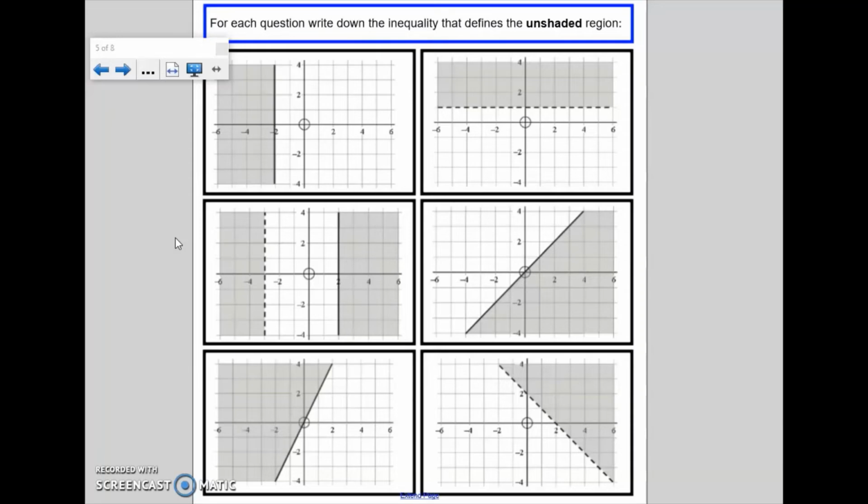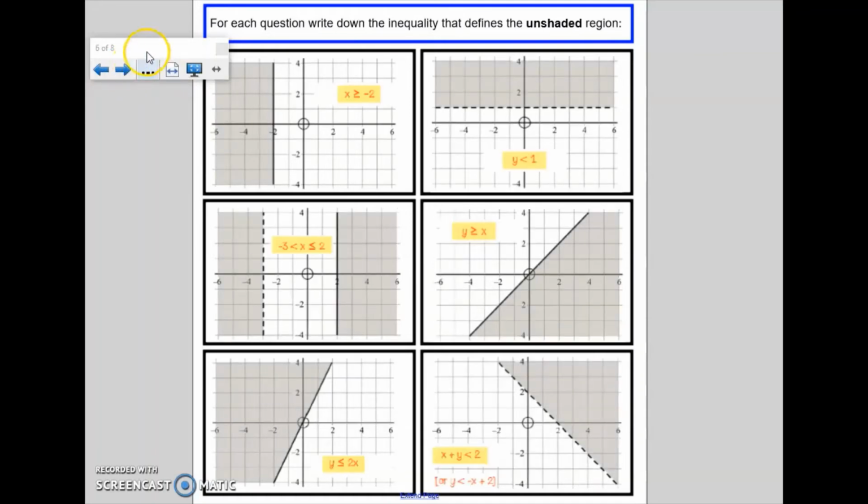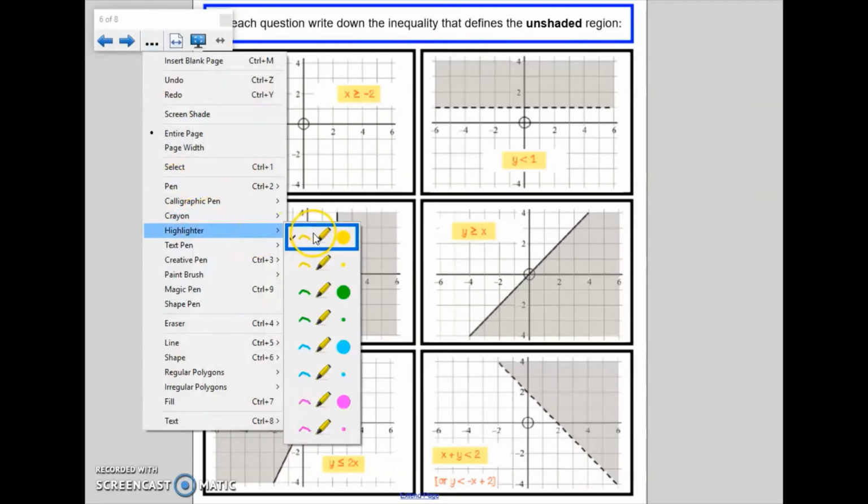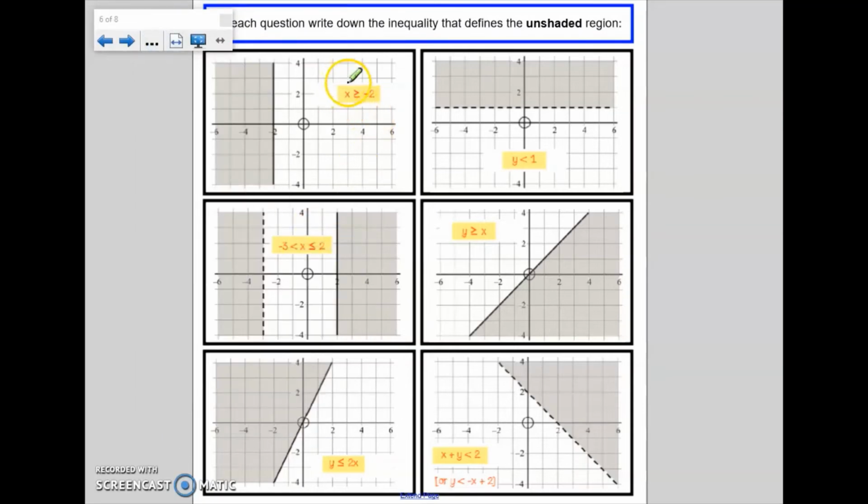Okay, welcome back. Let's have a little look at my solutions. Okay, here we go. So we have, for the first one, x is greater than or equal to -2.